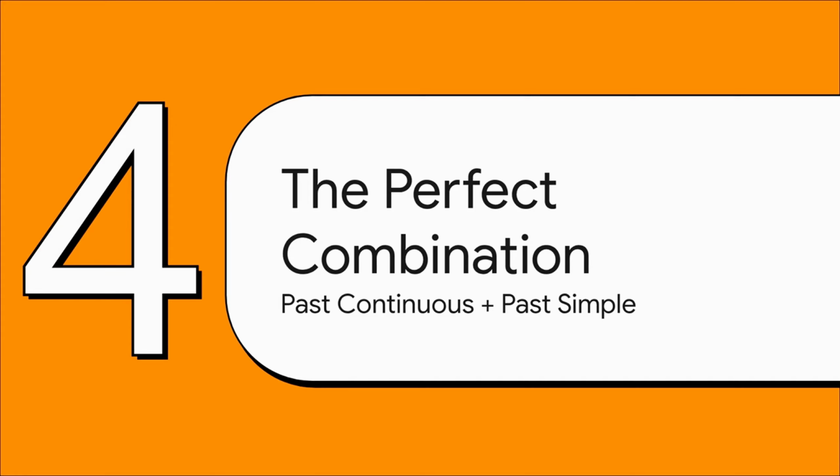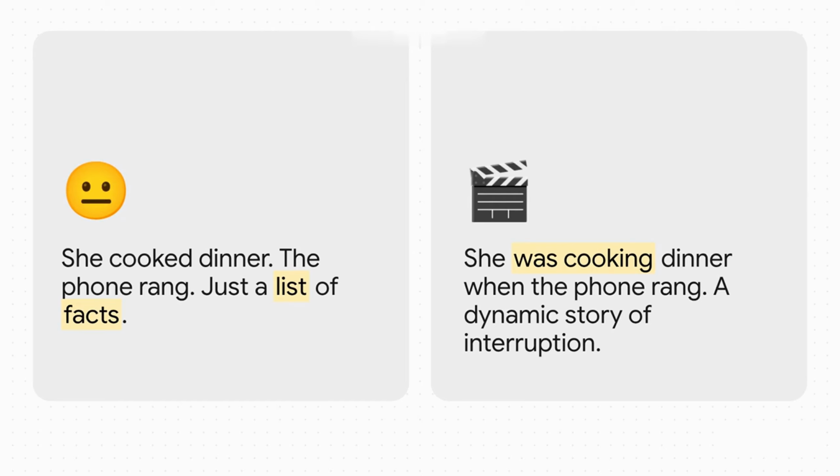The past continuous almost never works alone. Its true power, its real magic, is unlocked when you pair it with its partner, the past simple. And this slide just illustrates the difference perfectly. Look at the left side. You've got two separate, kind of boring facts. She cooked dinner, the phone rang.